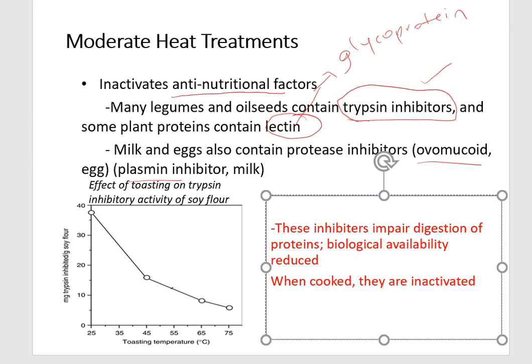Here, as you see in this graph. So this is the toasting temperature for soybean flour, and we see the decrease in trypsin inhibitor as we increase the temperature this way. So it's inactivated as we increase the toasting temperature. Okay, let's continue.